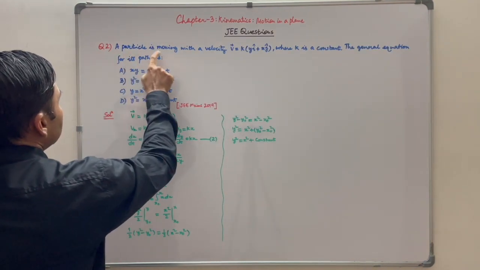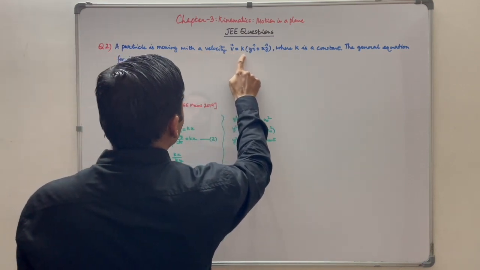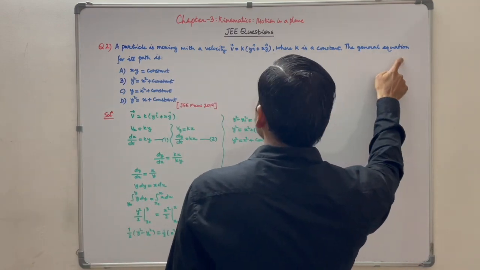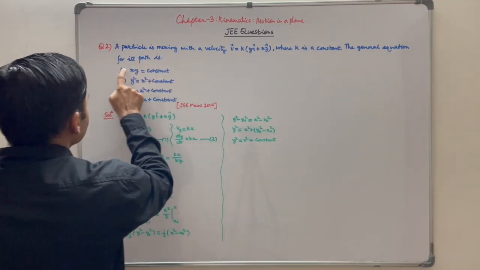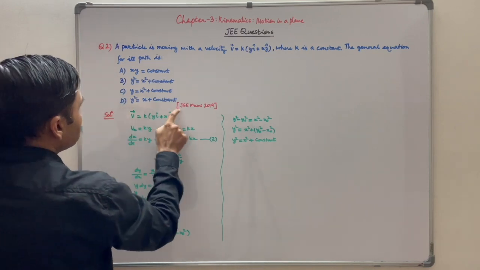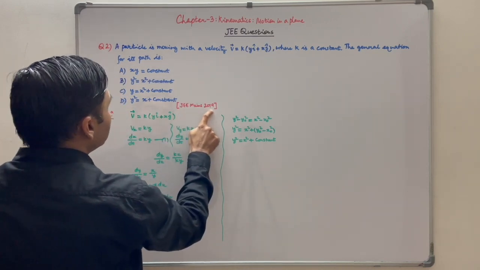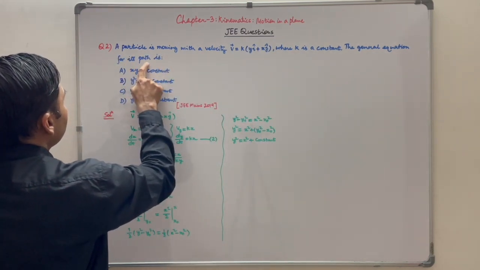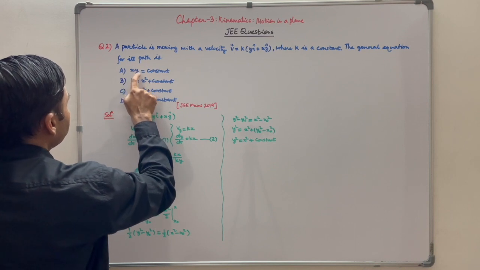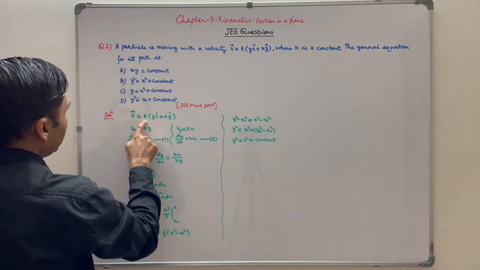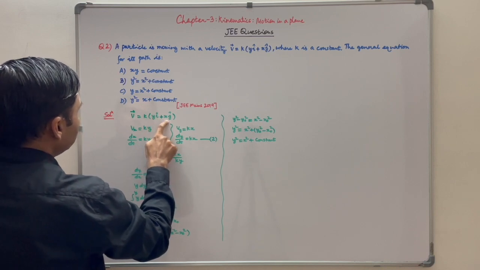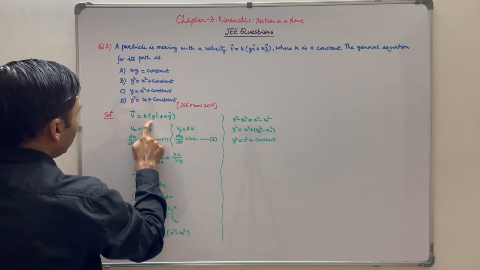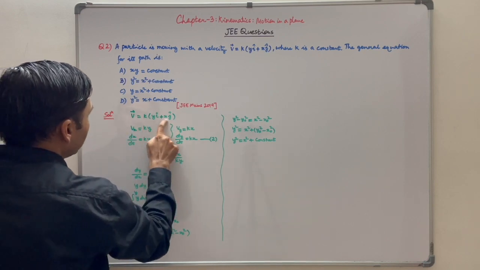Second question: a particle is moving with a velocity v equal to k times (yi plus xj), where k is a constant. The general equation for its path is. These are the options given. This question appeared in JEE Mains 2019. We have to find the general equation for its path, meaning a relation in x and y independent of time. Given that v is equal to k times (yi plus xj), it is made of two components, vx and vy. Vx is equal to ky and vy is equal to kx.